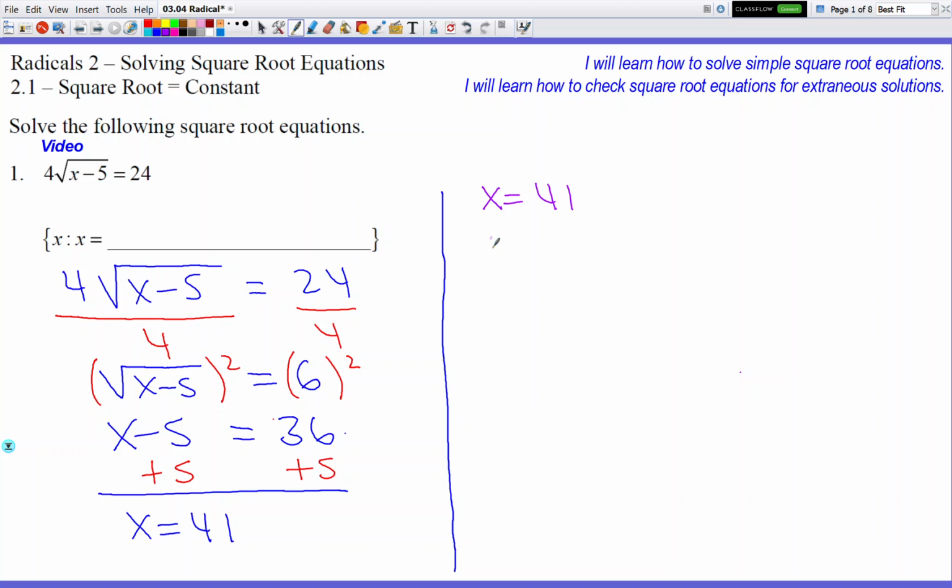All right, so we're going to plug it into our original problem. So we've got 4 square root of, and I'm going to put a 41 in place of the x, minus 5. And then we don't know if it's equal to 24, so I'm going to put a little question mark above the equal sign because I'm not sure it's going to equal 24, but that's what I'm trying to verify. Okay, so that's why I put the question mark above the equal sign. So let's start playing with our numbers.